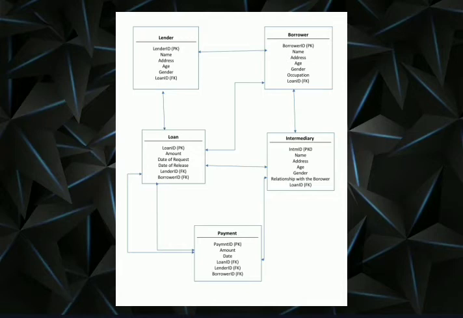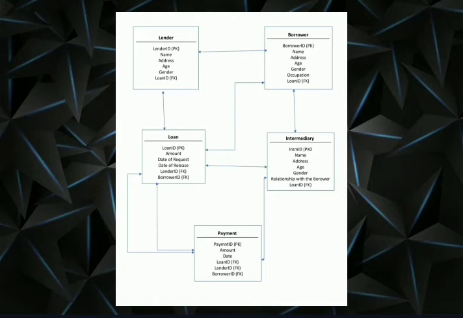Borrower has borrower ID, name, address, age, gender, occupation, loan ID, and his primary key is borrower ID while his foreign key is loan ID again. And then intermediary ID, name, address, age, gender, and relationship with the borrower along with the loan ID again. So the loan ID here is the foreign key, and the primary key is the intermediary ID.